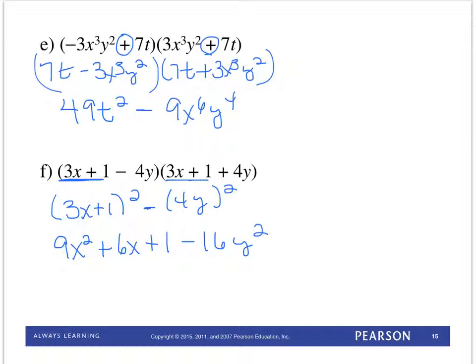And that's the end of this chapter. So 4.7 we're finished, so we have one more section to go, and we'll be done with chapter 4.